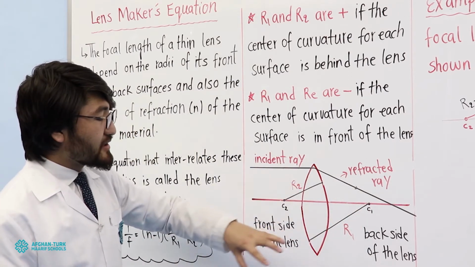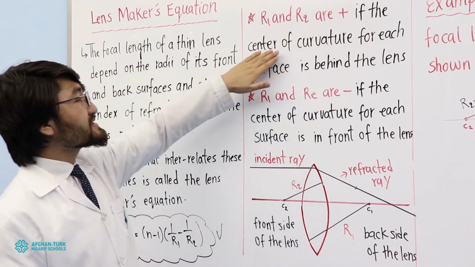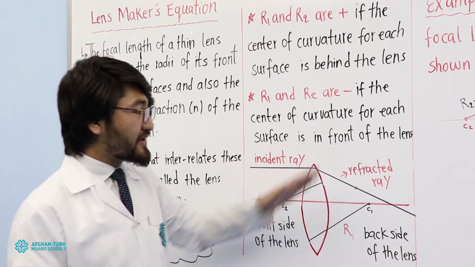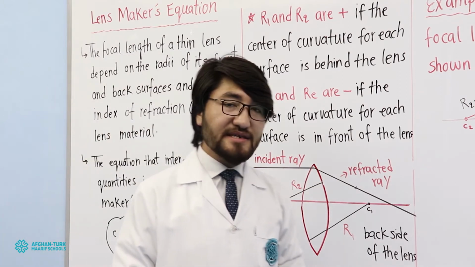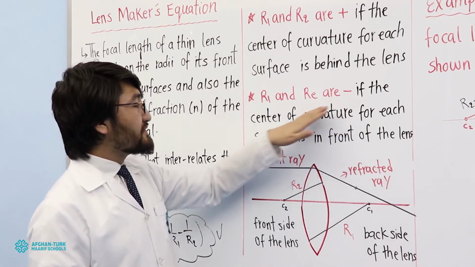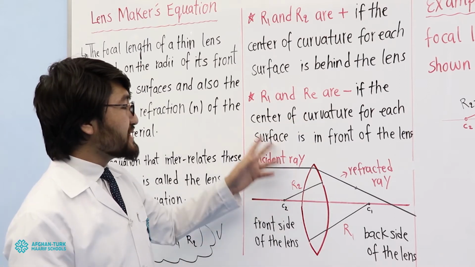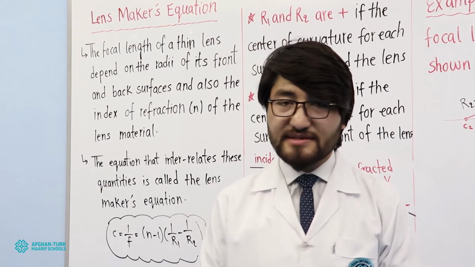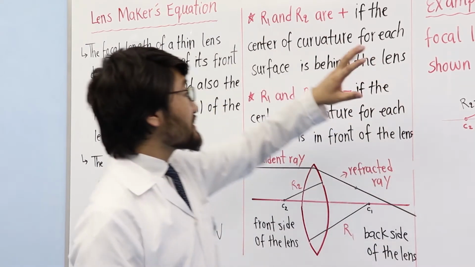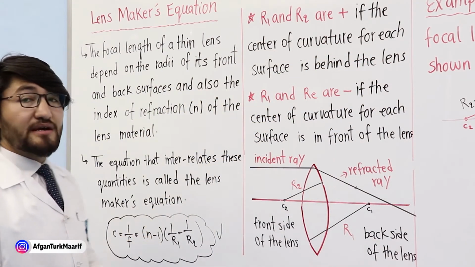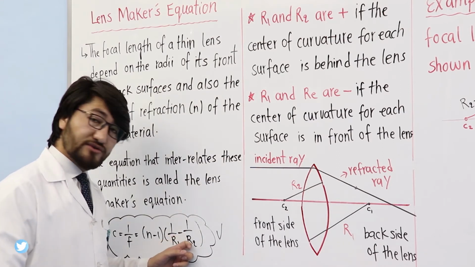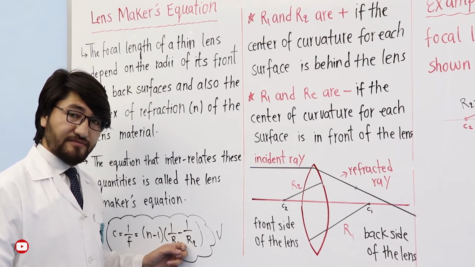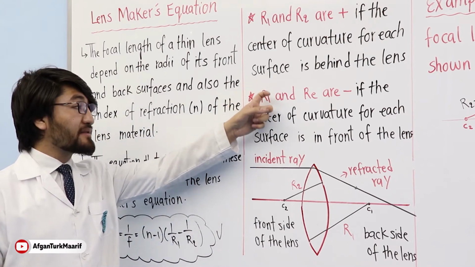R1 and R2 are positive if the center of curvature for each surface is behind the lens. R1 and R2 are negative if the center of curvature for each surface is in front of the lens. Remember these two points for the lens maker equation, when R1 and R2 are positive and when they are negative. Remember those points that I taught you.